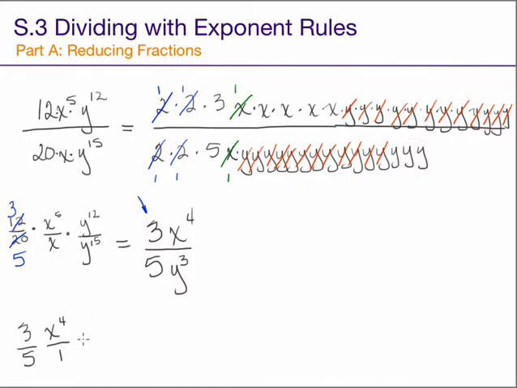Lastly, I can use the subtraction rule for this fraction as well. Y to the difference between 12 and 15 is 3, but make a note of whether the numerator or the denominator has more copies. The denominator has more copies of y.